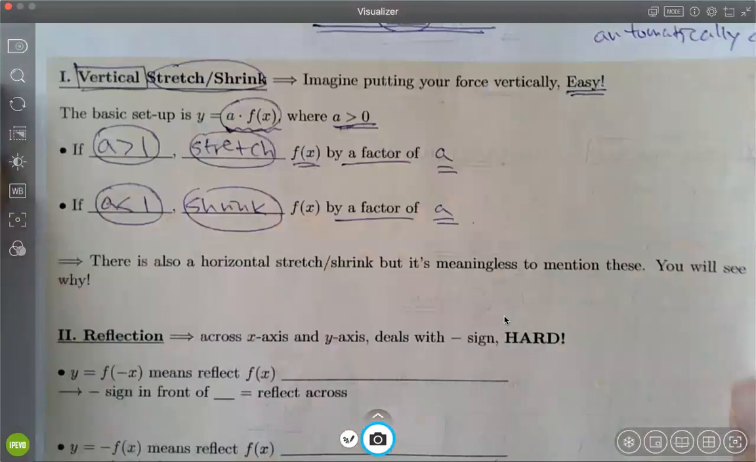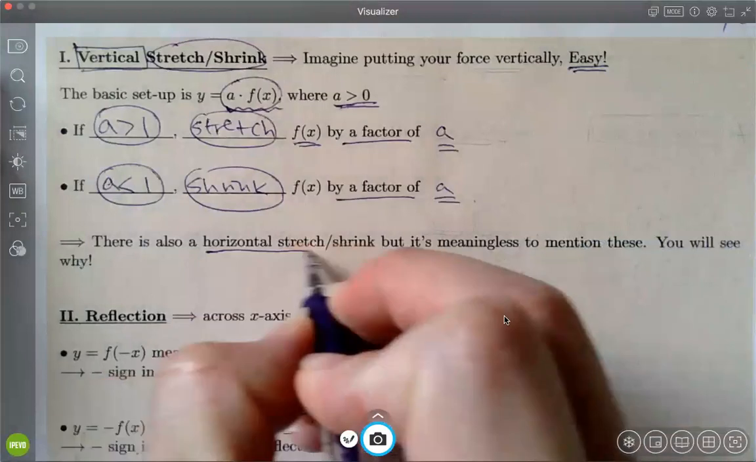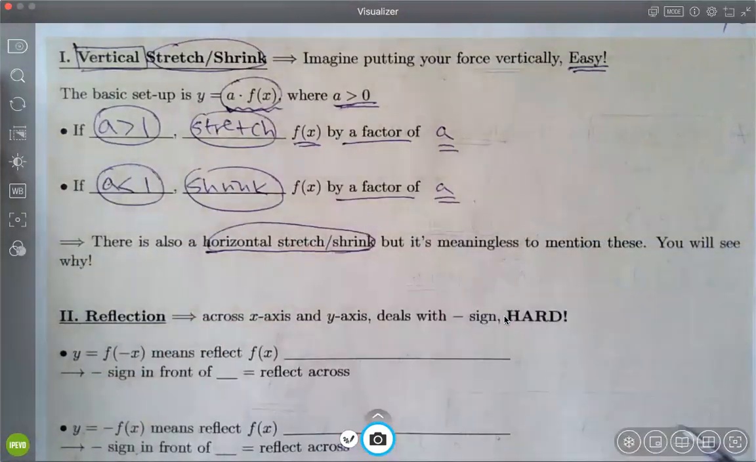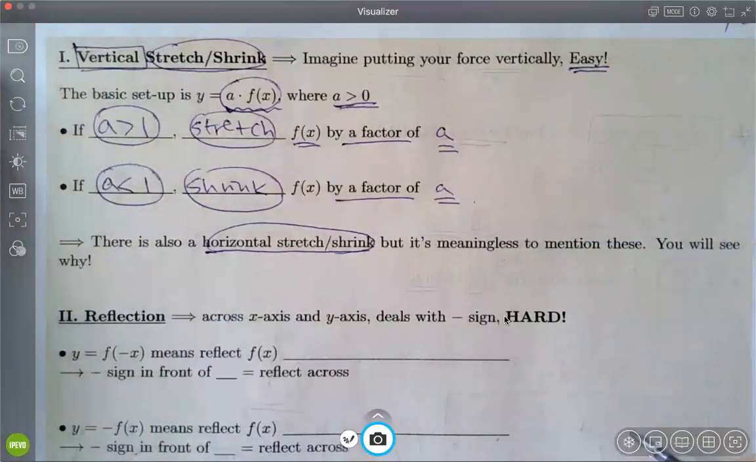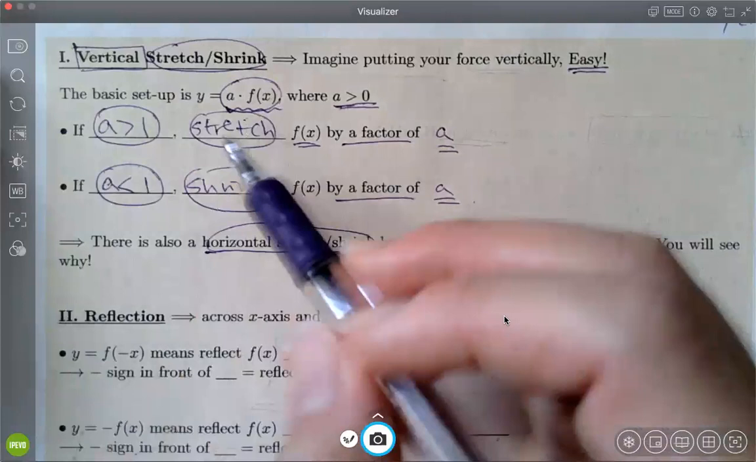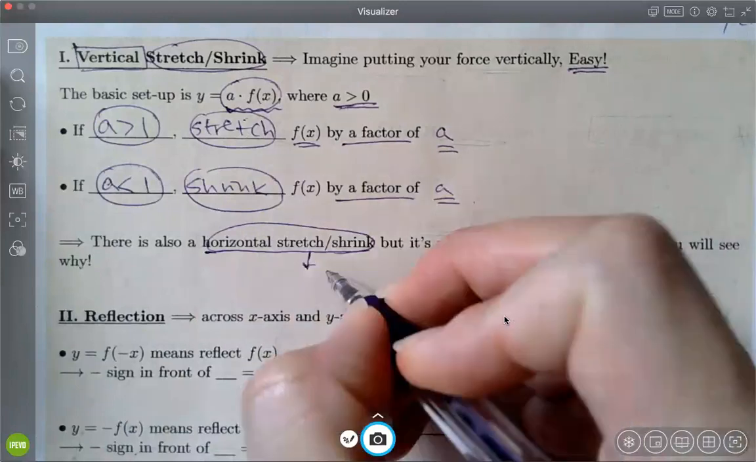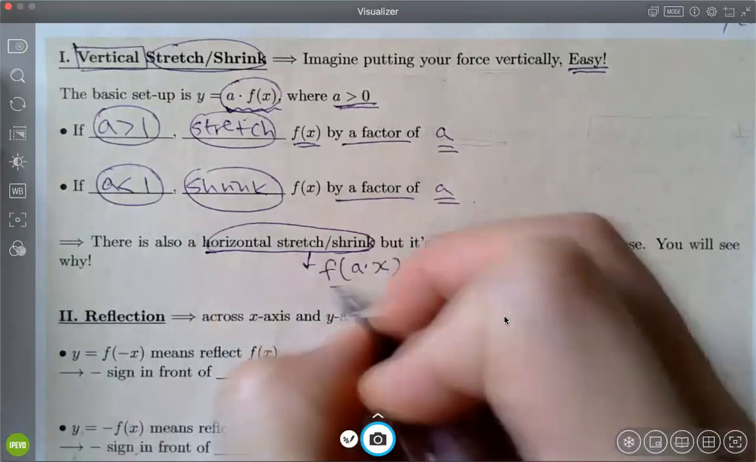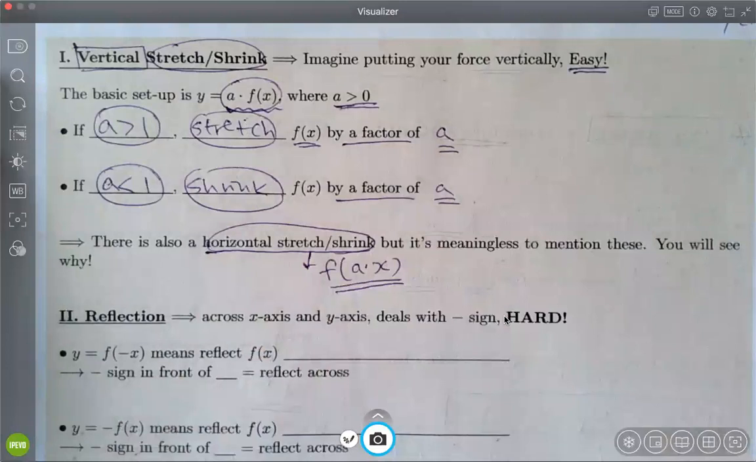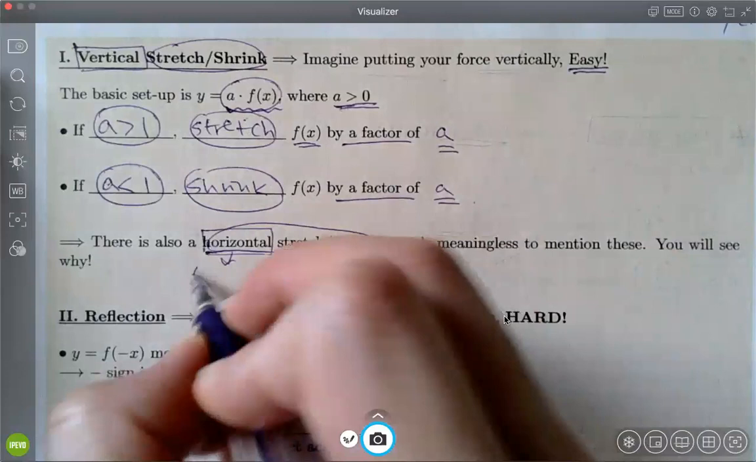Now there is a notion of the horizontal stretch and shrink. Maybe you can take a guess what the setup of this is. For the vertical stretch and shrink, we multiply a number in front of the function. So what will be the setup for the horizontal? We multiply a number to x, but still within the parentheses. And remember, the word horizontal makes you think backwards.